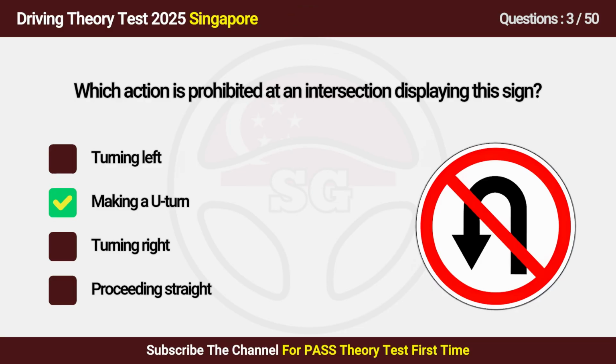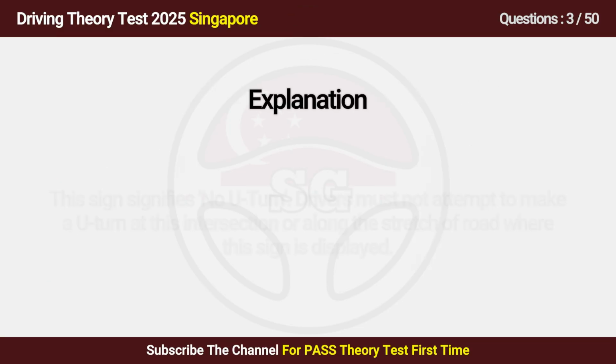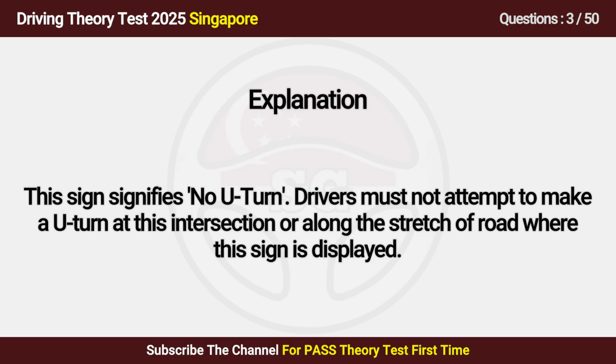Answer is B. Making a U-turn. This sign means no U-turn. Drivers must not attempt to make a U-turn at this intersection or along the stretch of road where this sign is displayed.